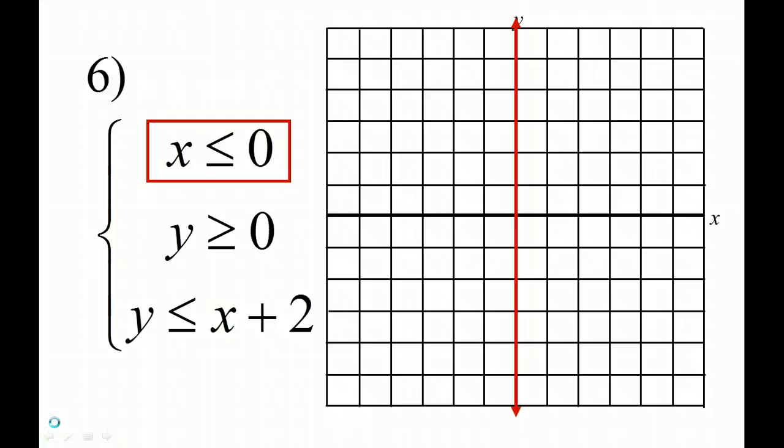Okay, like I told you, x equals 0, that's the y-axis. So that's a vertical line. See, because it's less than or equal to, I'm going to put a little bit of shading to the left. So please make sure you're putting your shading on the correct side of the line.